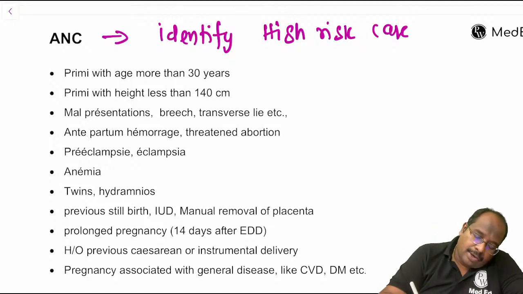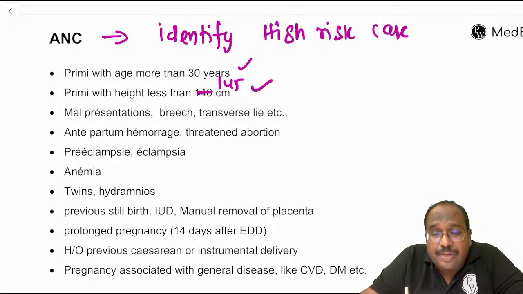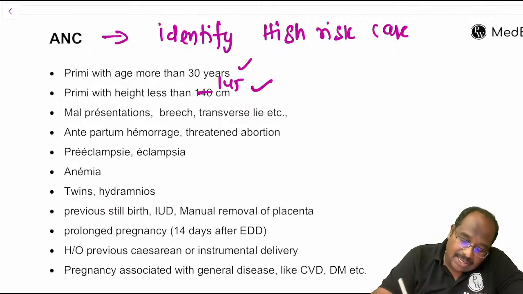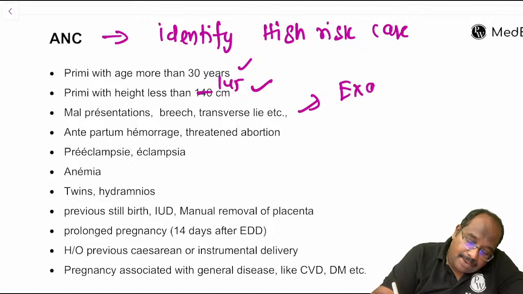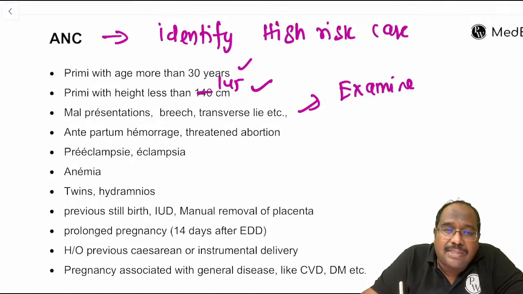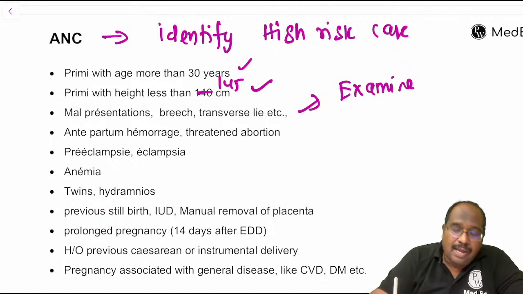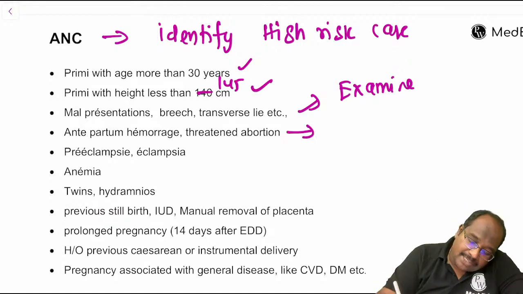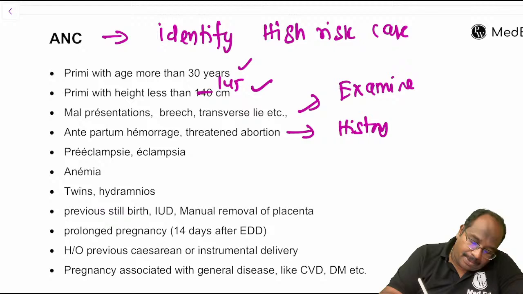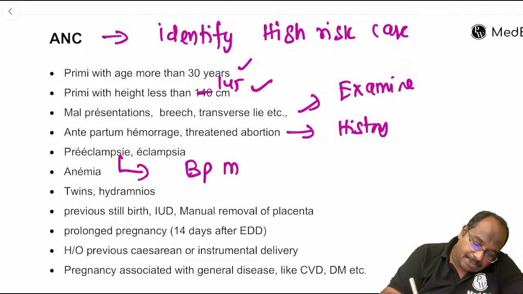So you have to look for the age, and make sure that you measure the height; a primi less than 145 centimeters is high risk. Malpresentation, breech, transverse lie: for that you have to examine the baby. Then how will you know whether it's a case of malpresentation? Examine. Antepartum hemorrhage, threatened abortion: you ask the history, you should ask in the trimester history. Pre-eclampsia: you are going to check the BP measurement.